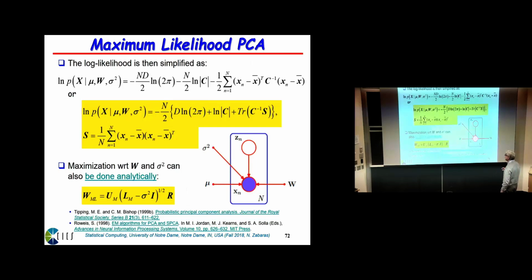And here's what the answer comes for W. Okay, I'm just going to give you the answer without much discussion here. You can show that U is an orthogonal matrix. LM is a diagonal matrix, and R is a rotation.